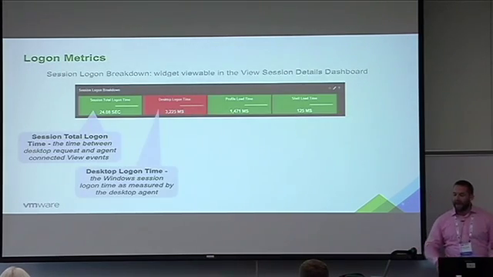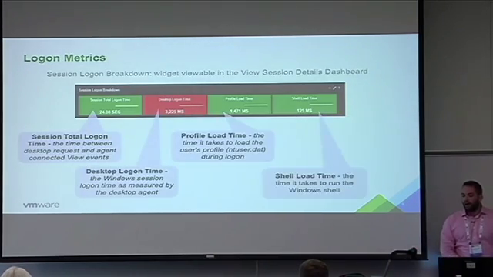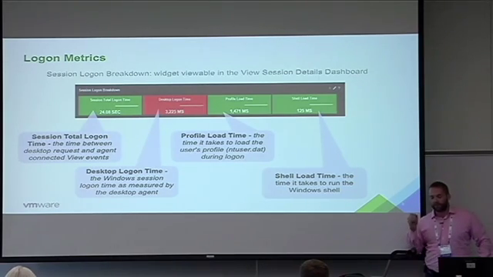One of the cool things that we added here in the last few years with vRealize Operations is login metrics, right? So we're able to understand where in the login process it might be slow. Where is it impacting your users? So we're able to collect session total login time, desktop login time, profile load time, and shell load time. So if somebody says, oh, it's slow, well, what does that mean? Slow to log in, okay? Well, still, what does that mean?